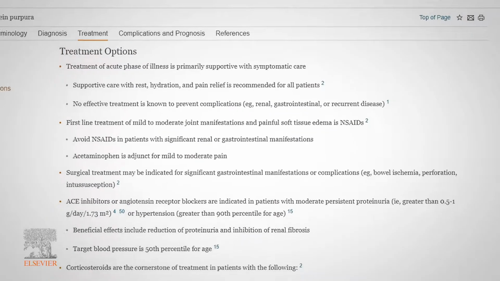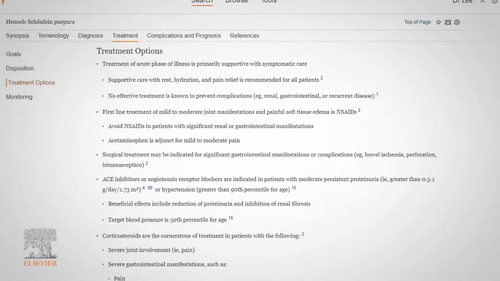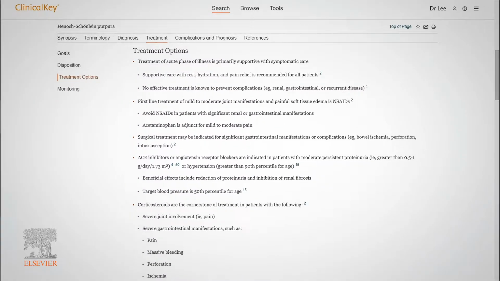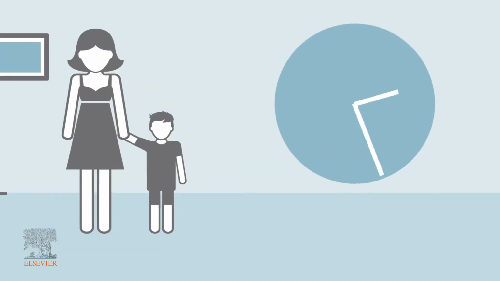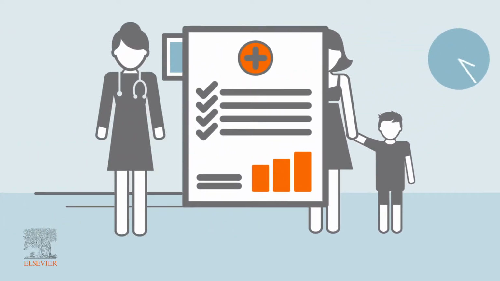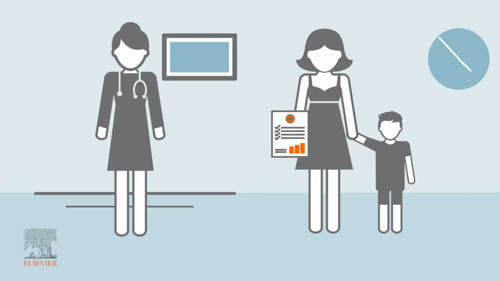Dr. Lee orders the laboratory tests suggested in the Diagnostic Procedures section of the clinical overview. While John and his mum await the results, Dr. Lee takes the opportunity to hand them a patient education brochure she obtained from Clinical Key to inform them on the condition John has.